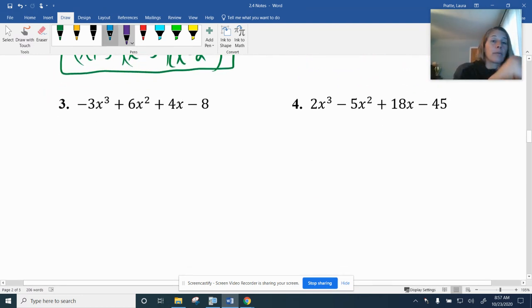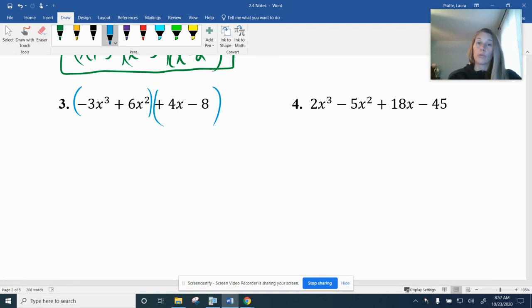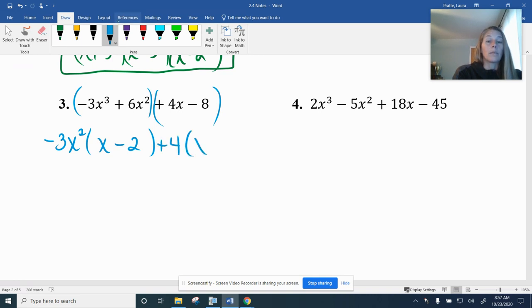All right, number 3. So continuing, grouping the first two terms, grouping the second two, which is why it's called factoring by grouping. So my first two terms here have a GCF of negative 3x squared, and then I'm left with x minus 2. My second group here, I'm taking out a GCF of 4, and I'm left with x minus 2. My two GCFs come together to make a factor, and then I have my x minus 2.